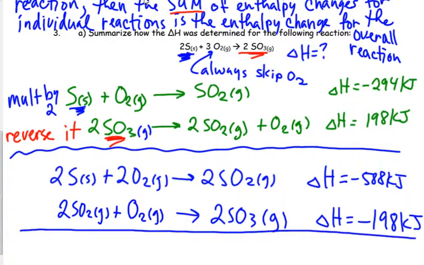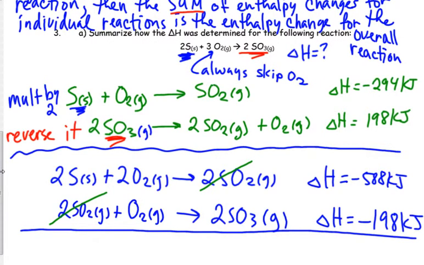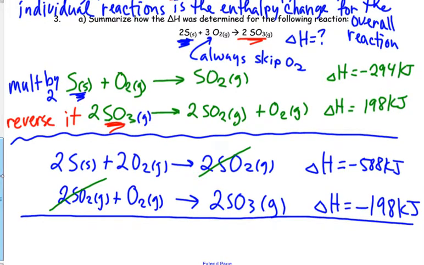And the key thing now is to look at, are there any things that I can cancel out? If we look close enough here, in this first step we get 2SO2 formed, and then 2SO2 is used up in the next equation. So you can think of it being produced and then used up. So we can cross that off. And what we're left with is this.